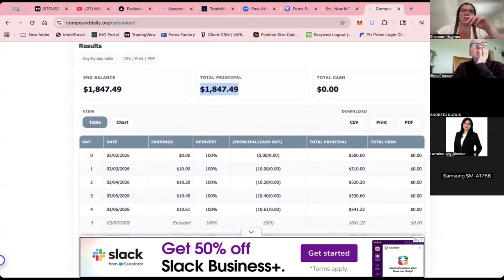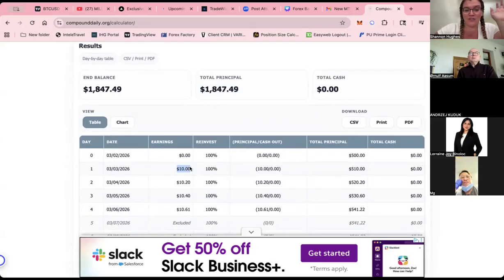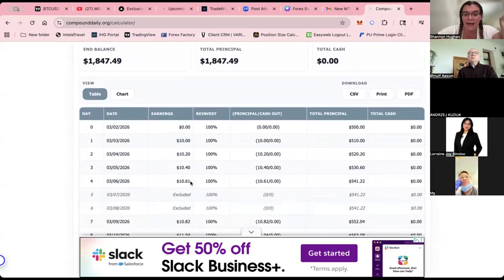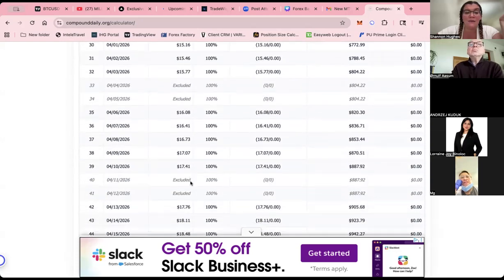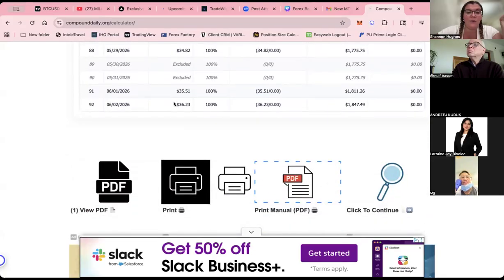Now, the reason why I show this too is because quite a lot of people will actually be dissatisfied with that amount of growth because day one, your target is just $10, right? 2% is $10, or sorry, 2% of 500. Day two, $10.20. To a lot of people, $10 is not a lot of money. Okay. But if I scroll down to the end of my 3 months, I'm no longer just making $10 a day. I'm now up to $36 a day.